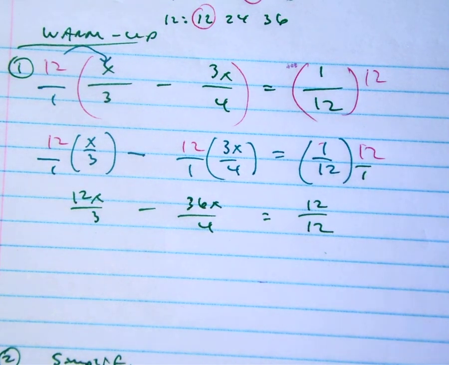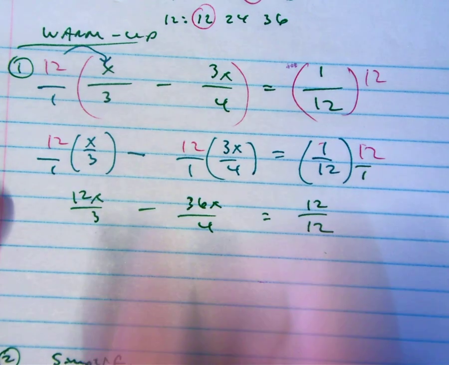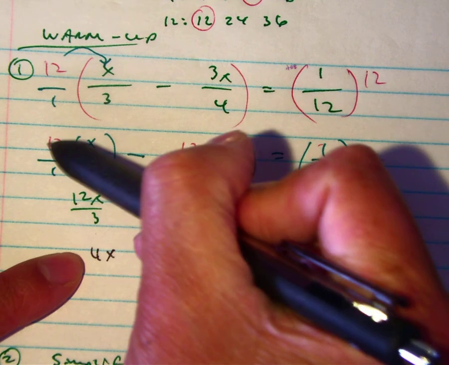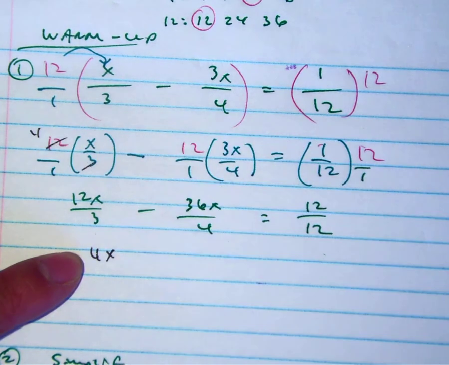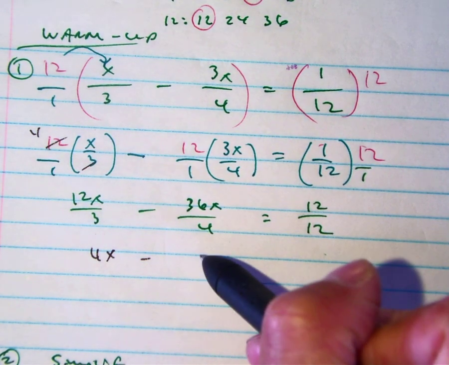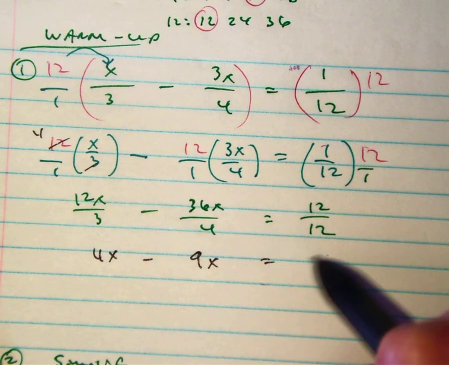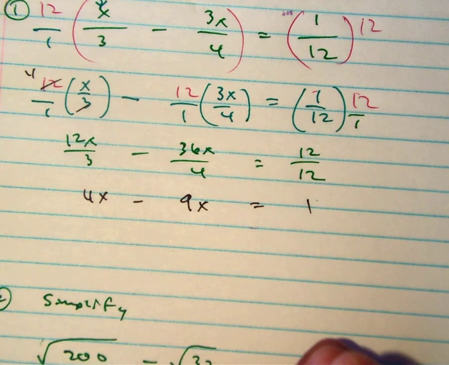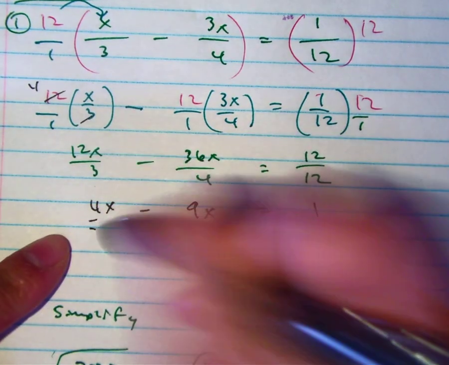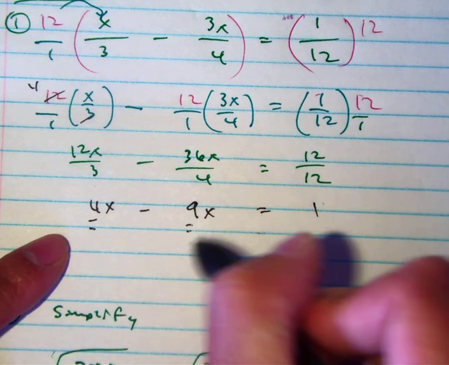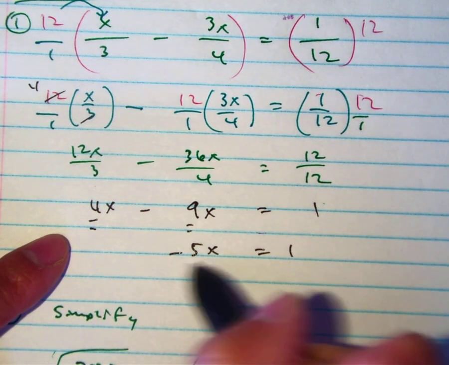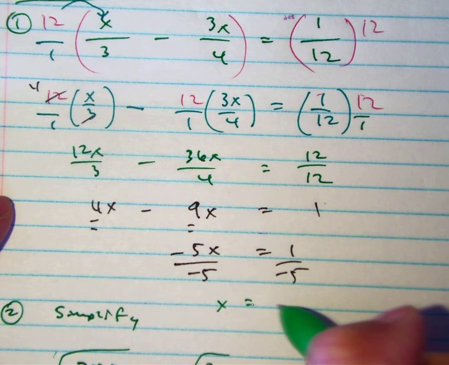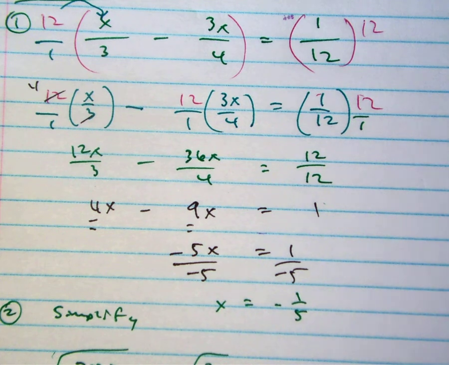I'm going to go through now and simplify my fractions. This will become 4x. And if you realize what's happening here, this is why they call it cross-canceling. 3 goes into 12 4 times. This becomes 9x equals 1. Here I have like terms because they both have an x, which just means I look at the numbers in front. 9 minus 4 is negative 5x equals 1. Divide by negative 5 on both sides. x equals negative 1/5. Raise your hand if you got that.